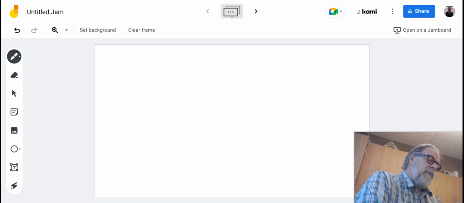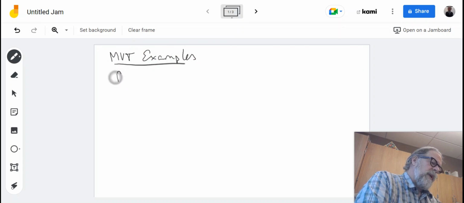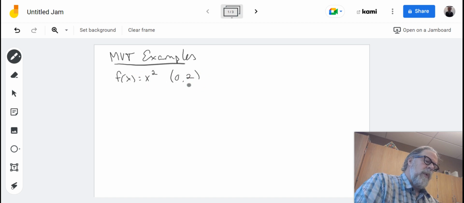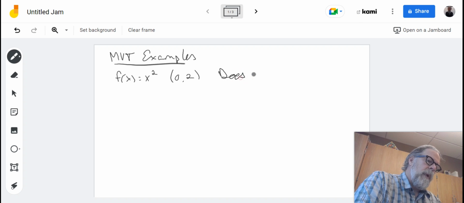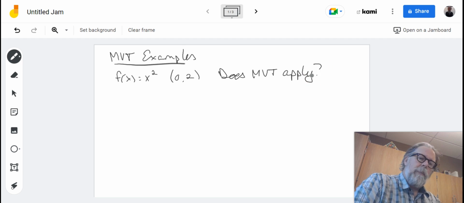Right, let's do some mean value theorem examples and non-examples. First one is f of x equals x squared on the interval 0, 2. And the question is, is there a point in the interval 0, 2 where the slope equals the average slope between 0 and 2? In other words, does the mean value theorem apply? And if it does apply, where is that point?